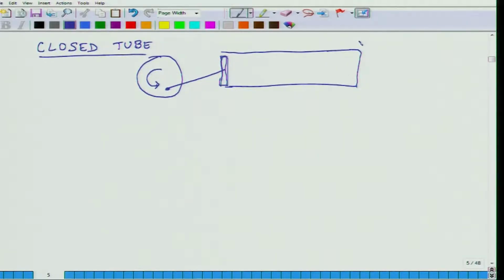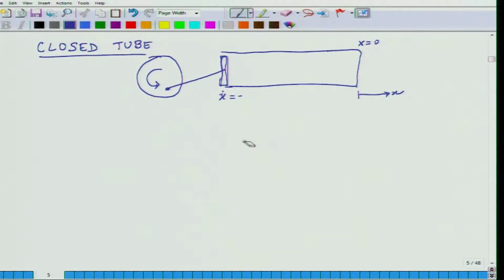and the coordinate system is positioned such that the closed end of the tube is located at x equal to 0. The direction of positive x is this, and so in that case the value of x at the open end of the tube is x equal to minus L, where L represents the length of the tube.